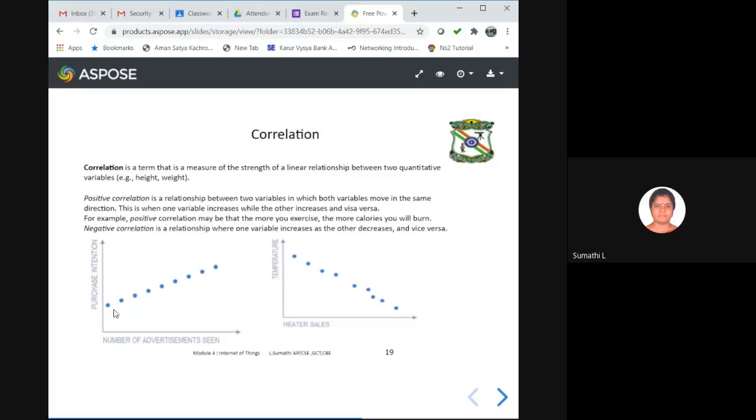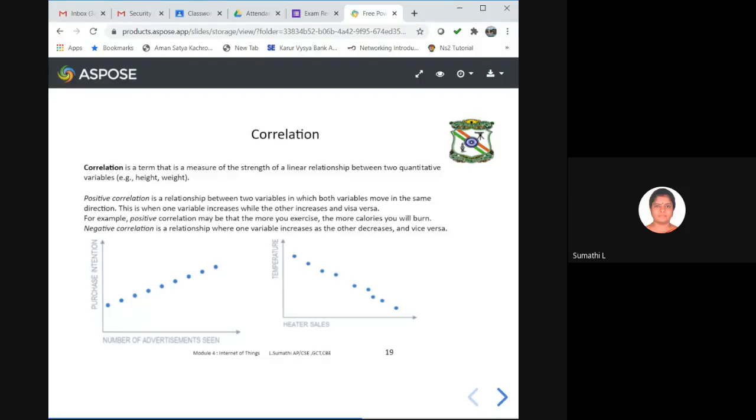So the point marked by my arrow represents the number of advertisements and the purchase intention, let it be 1, 2, 3, 4, 5. If I have seen one advertisement, my purchase intention is that I will purchase two items. If I see two advertisements, my purchase intention may be some 2.2. If I have seen three advertisements, my intention may be some 2.7, right? Able to follow this? I have plotted these values.